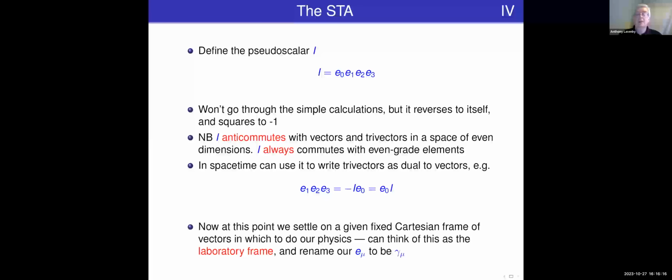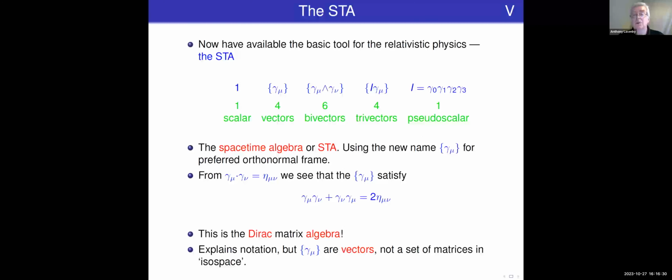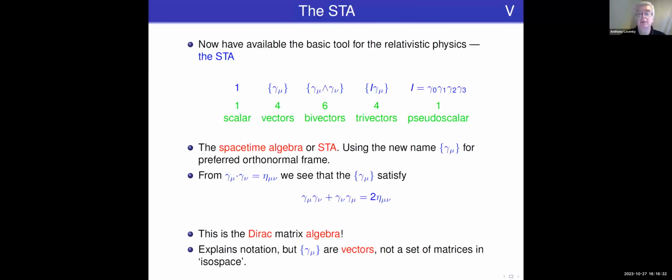So at this point, we settle on a given fixed Cartesian frame of vectors in which to do the physics. We can think of this as a laboratory frame and rename our e_mu to be gamma_mu. And now we have available the basic tool for relativistic physics, the STA. Here's what it contains. It has 1 scalar, 4 vectors, the gamma_mu's, 6 bivectors, the products gamma_mu gamma_nu for different mu and nu, 4 trivectors, the I gamma_mu, and the pseudoscalar.